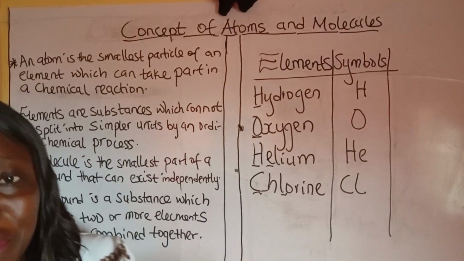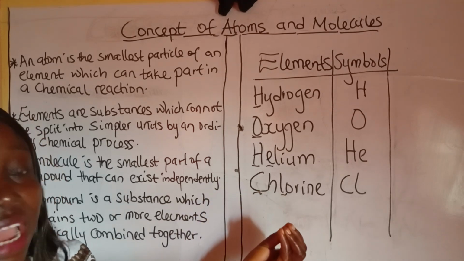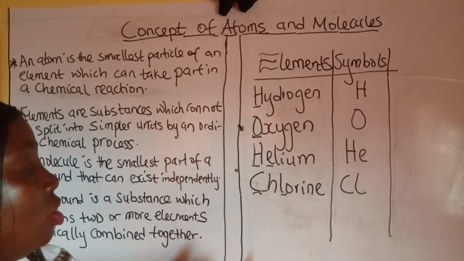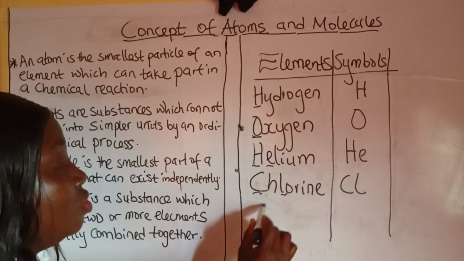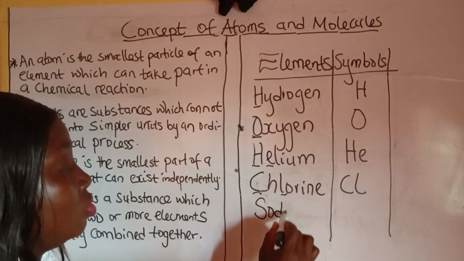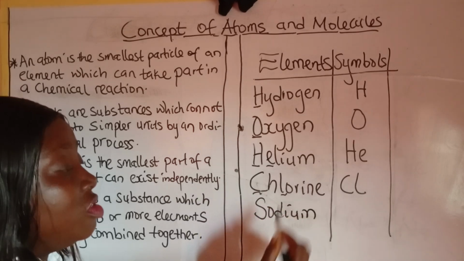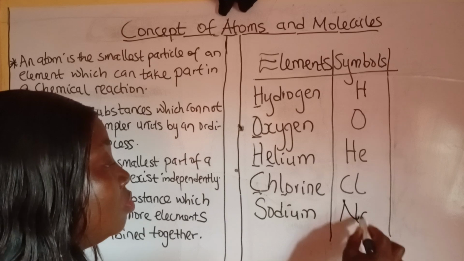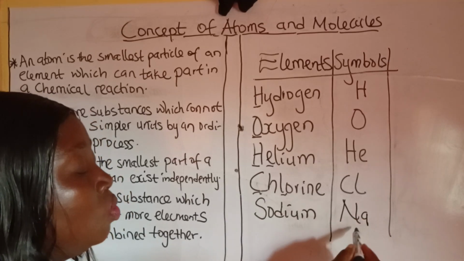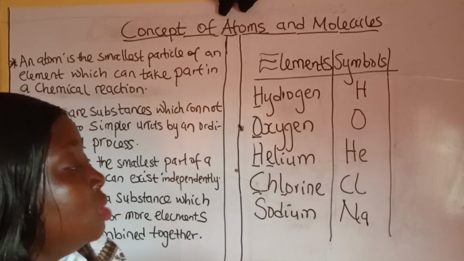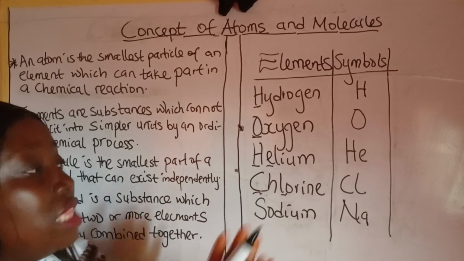There are also some elements whose symbols were derived from their Latin names. For instance, sodium with the symbol Na. Na was derived from the Latin name of sodium, which is natrium.